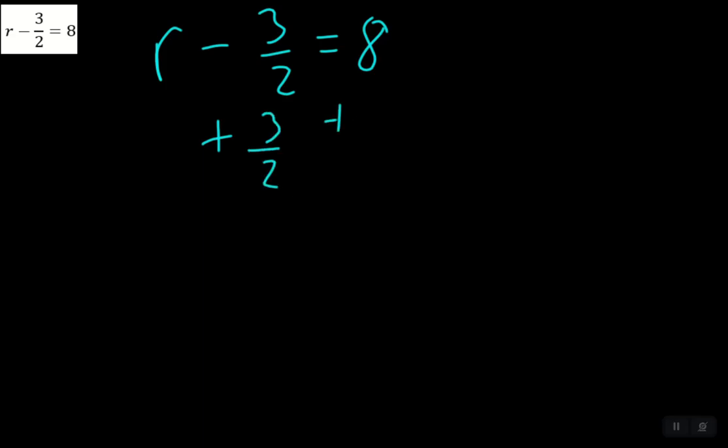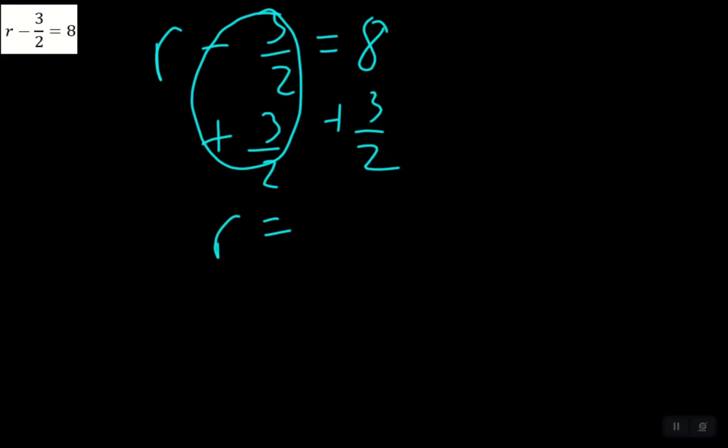Okay, for example 2, we have r minus 3 over 2 is equal to 8. Now, in this case, notice that instead of adding a fraction, we are subtracting a fraction. Well, you have to ask yourself, what is the opposite of subtracting a fraction? And the opposite of subtraction is, of course, addition. And so we are going to add 3 over 2 to both sides in order to keep it balanced. Remember, negative 3 over 2 and positive 3 over 2, that's what we call a zero pair.